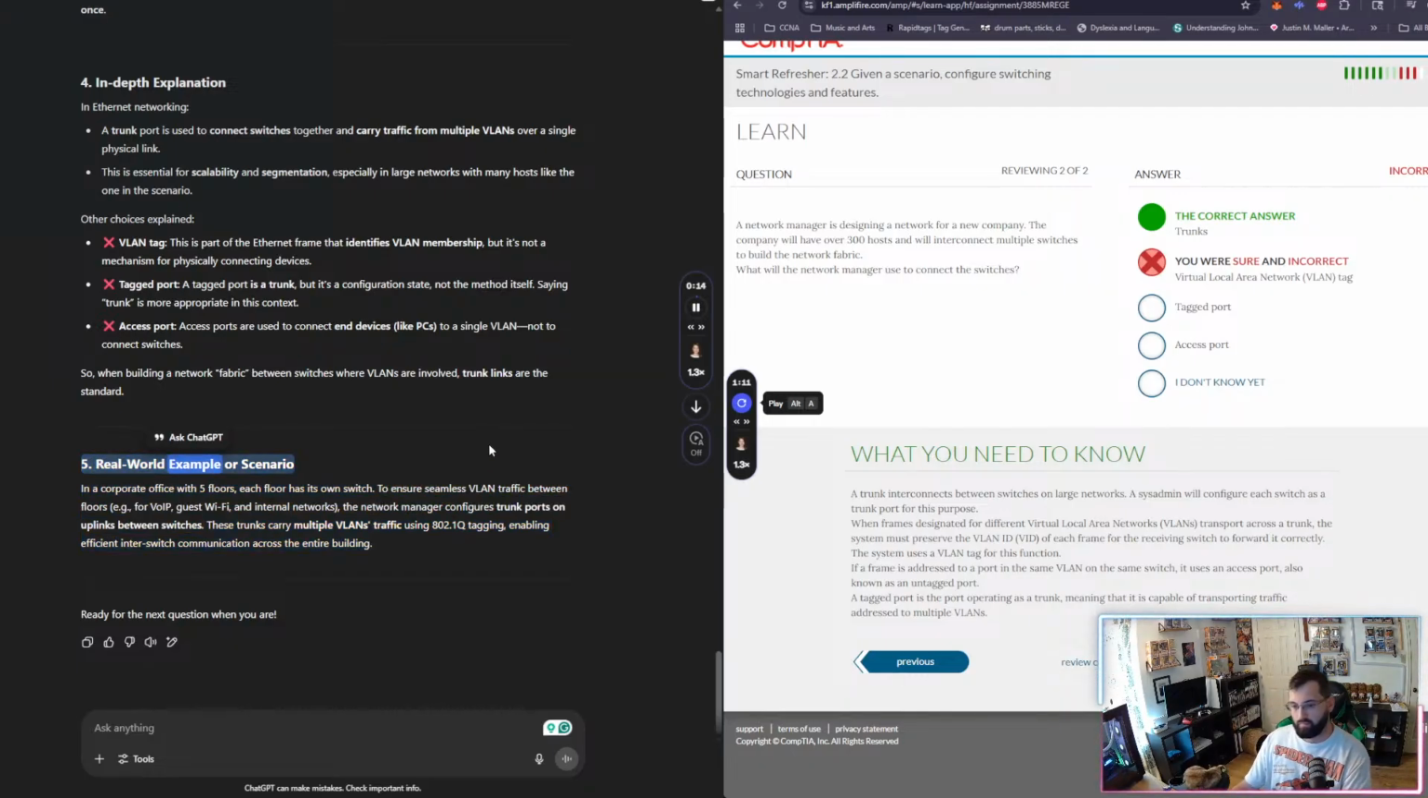Five, real-world example or scenario. In a corporate office with 5 floors, each floor has its own switch. To ensure seamless VLAN traffic between floors, for example for VoIP, guest Wi-Fi, and internal networks, the network manager configures trunk ports on uplinks between switches. These trunks carry multiple VLANs traffic using 802.1Q tagging, enabling efficient inter-switch communication across the entire building.